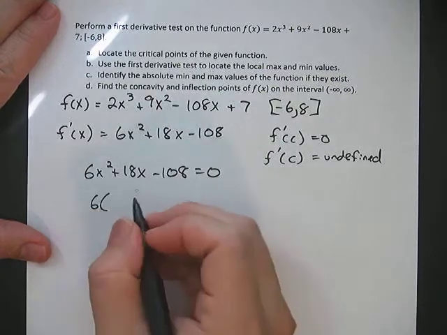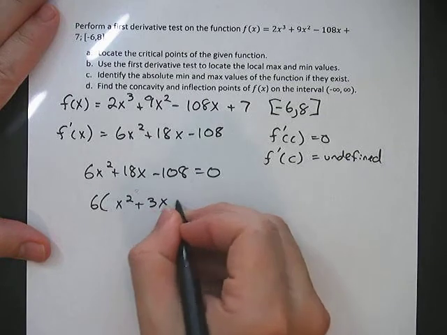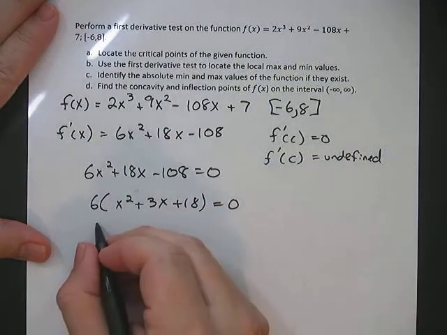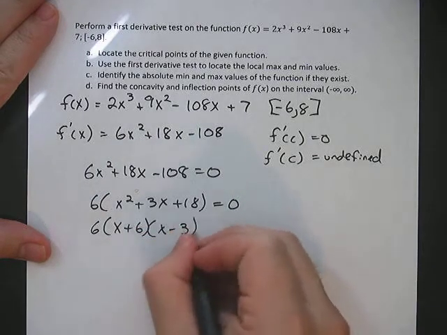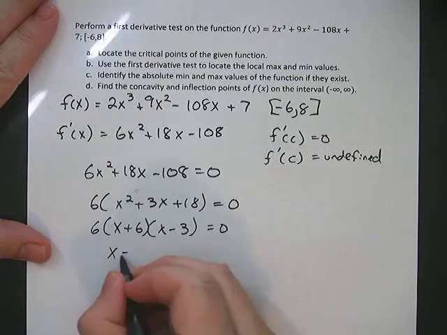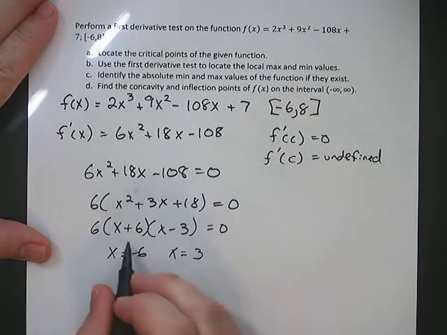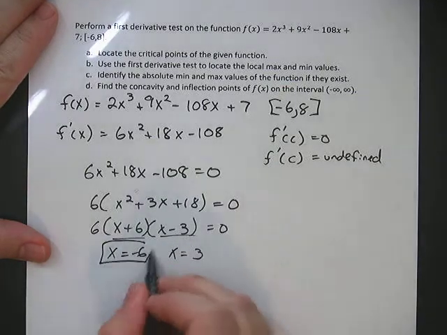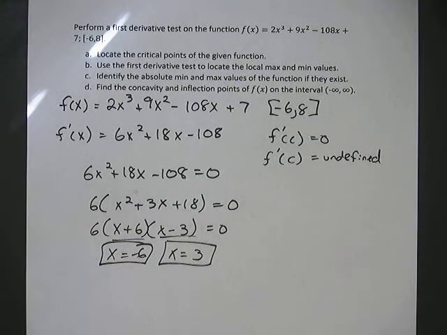6x squared plus 18x minus 108 equals 0. We can factor out a 6. That leaves us with x squared plus 3x minus 18 equals 0. And then that factors into 6 times x plus 6, x minus 3. That gives us two solutions: x is equal to -6 and x is equal to 3. That's when you set each individual term equal to 0. So those are apparently our critical numbers, except that we do have an interval.